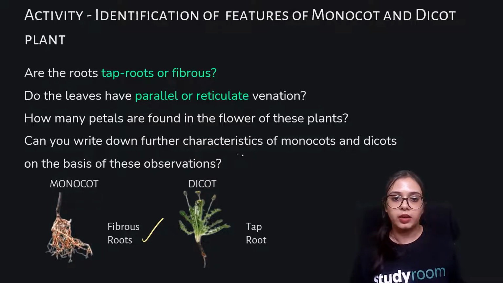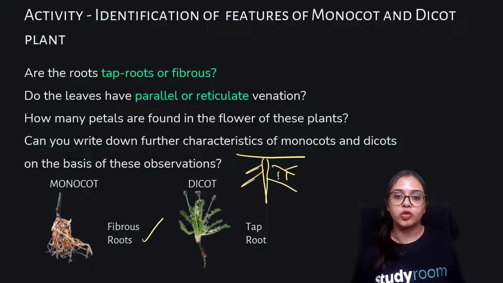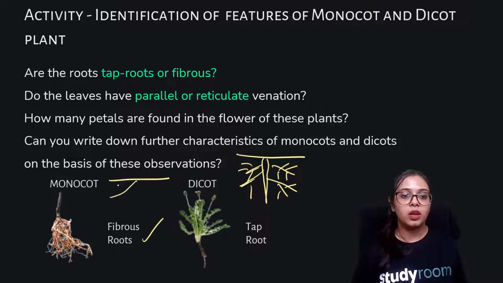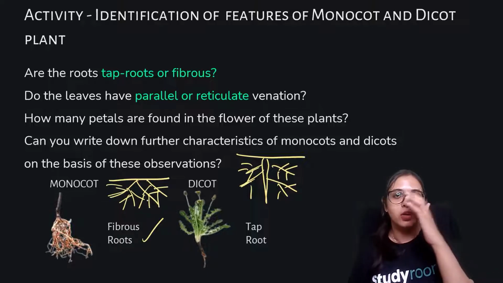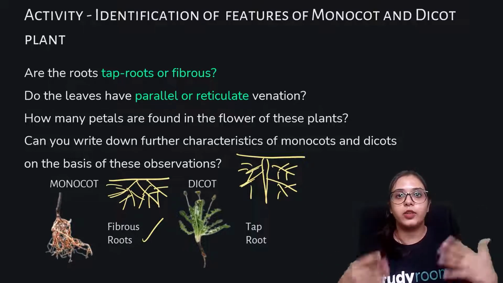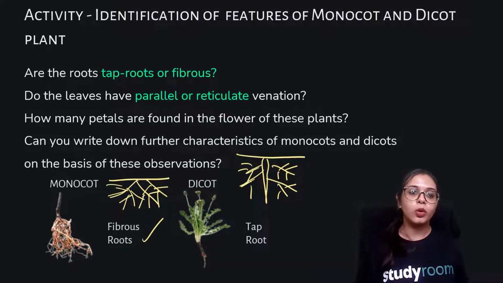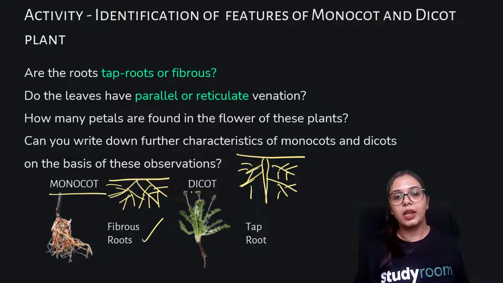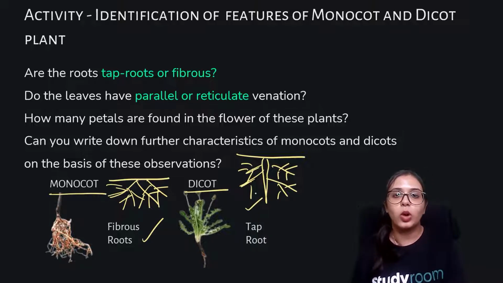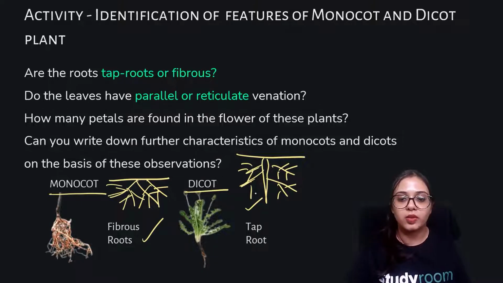So if you remember, in the taproot you have one longer structure, the primary root, and then you have other secondary or tertiary structures coming up. Alright, in the taproot system you have one primary root, and in the fibrous root, if you may remember, they are in a very reticulate-like fashion, means there is no one primary structure. Roots come and divide and further divide and keep on dividing. So monocot plants have fibrous roots, and dicot plants have taproots. This is one distinction between monocot and dicot plants.